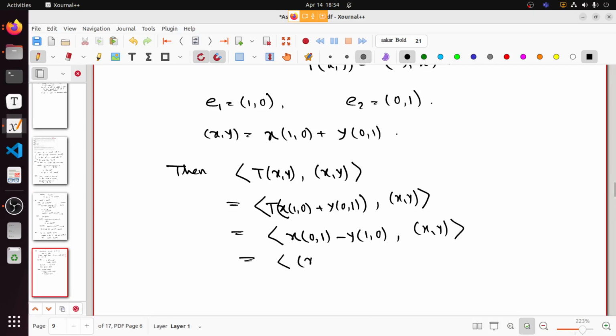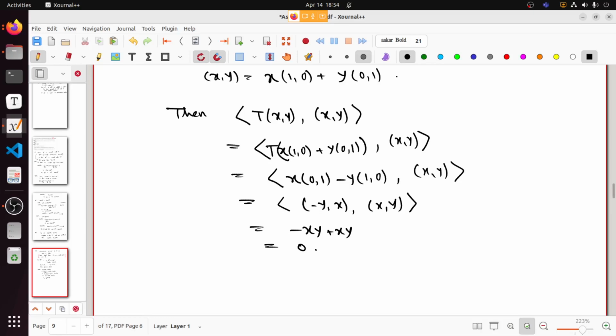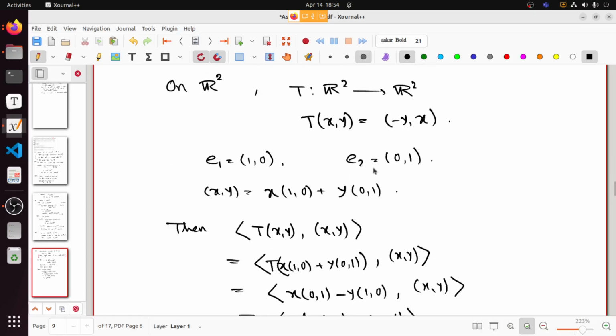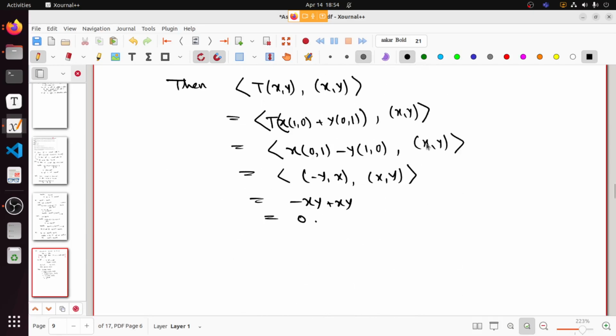So it is basically x comma minus y, or minus y comma x, sorry, comma x comma y, right. So this will get minus xy plus xy, which means 0, right. So this is true for all vectors, right. But the T is non-zero, right, because T of xy is minus yx.